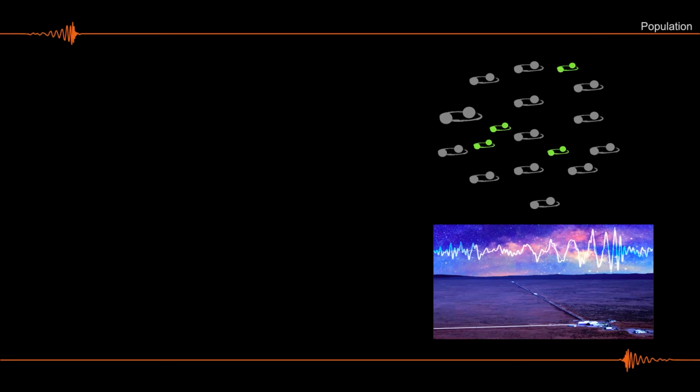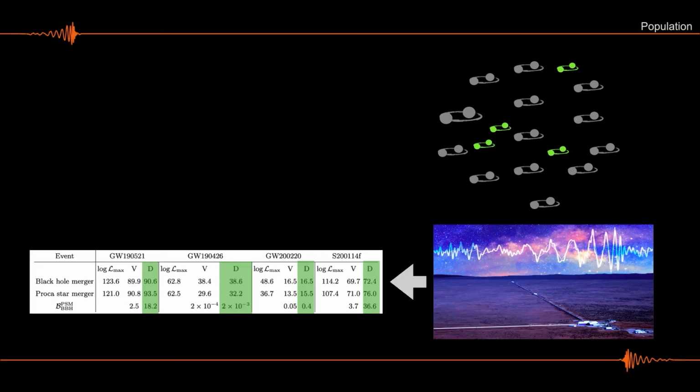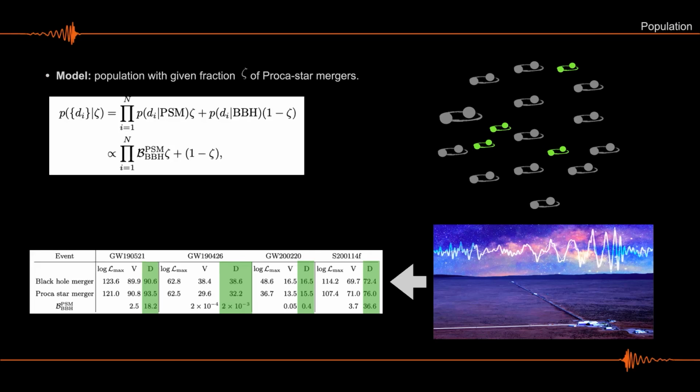But you can also play a different game, in which you say, well, let's say I have a population that now has a fraction, or a potential fraction, of boson stars in it, boson-star mergers. So you have a mixed population of black hole mergers and boson-star mergers. Then the observable you look at is the preference for each of the two models within your set of observations. And then you model this population as a compact merger population with a fraction zeta of Proca stars in it. So you can compute the probability of the data for a given true fraction of Proca-star mergers in the universe.